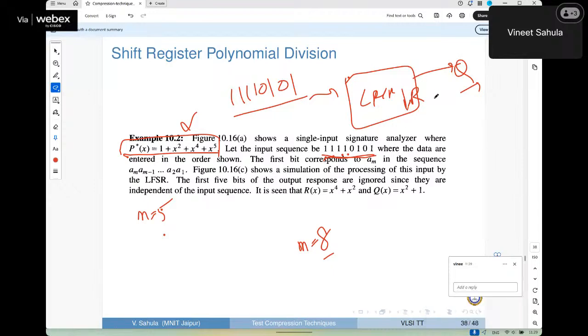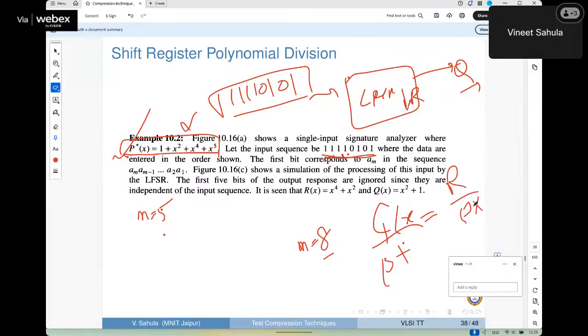I take it as is. I take the polynomial for this, Gx. I take this polynomial P star and do the polynomial division and find out the residue only. That's all. Right? This is given here.